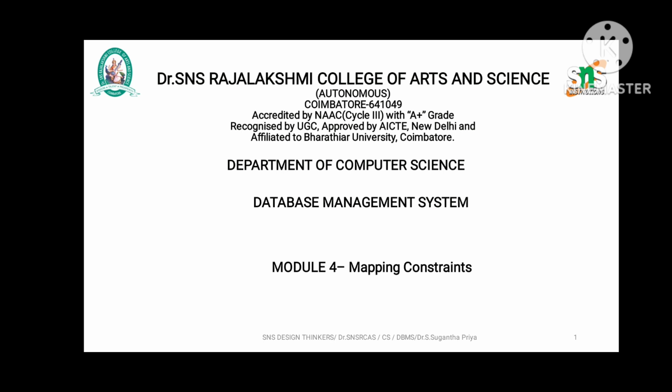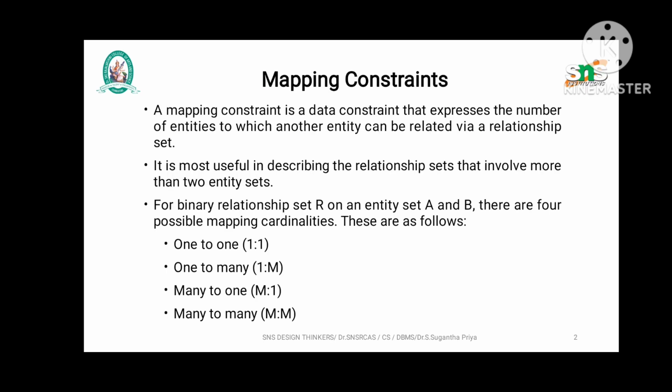This presentation is about mapping constraint. A mapping constraint is a data constraint that expresses the number of entities to which another entity can be related with the help of a relationship set. It is most useful in describing relationship sets that involve more than two entity sets.